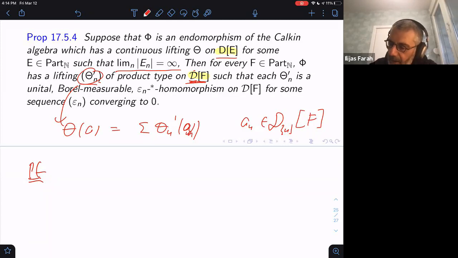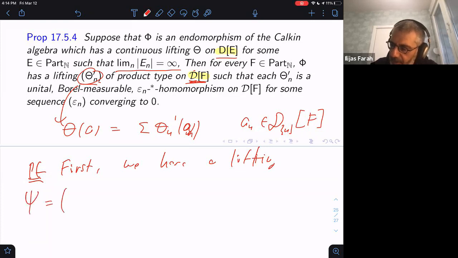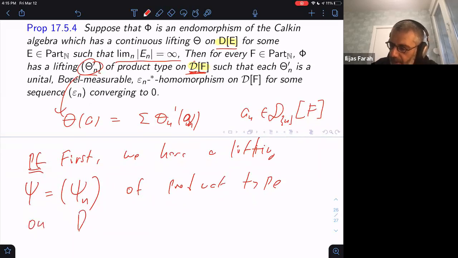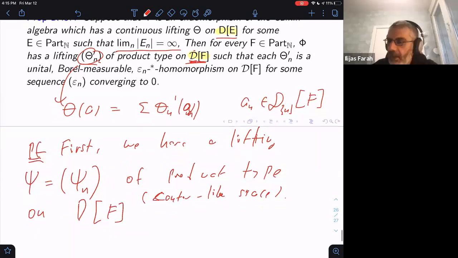Okay, so first we have a lifting. Okay, let's call it C, and I'll use the same notation. So it's a C_n of product type on D of F. So this is a Cantor-like space, right? So this is not a von Neumann algebra yet. Right, so this is what we get from the isometry trick. We just choose this isometry from one space to the other, and just because an isometry is also of product type, if we just conjugate by that isometry, we get a lifting of product type on D of F.